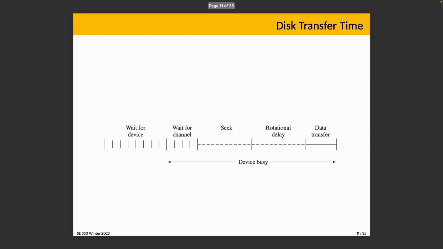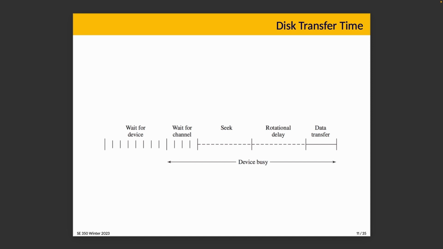So let's actually think about doing a disk transfer, right? What we actually see looks something like this. We're going to have to wait for the device if we need to wait our turn. That's possible. We don't necessarily count that in the time it takes to complete the request. And then we have to submit the request. That's the waiting for channel. That's where we are submitting the request and sending it to the device.